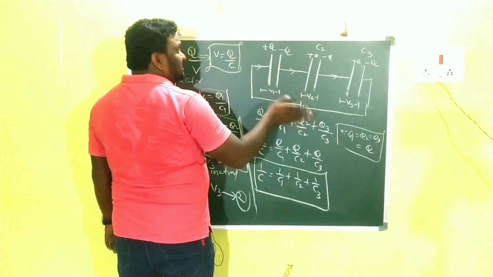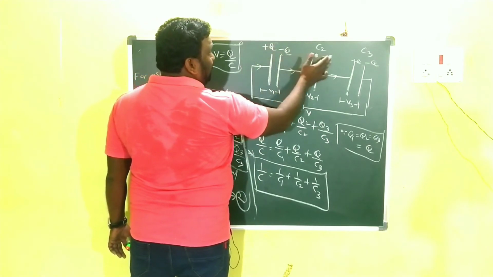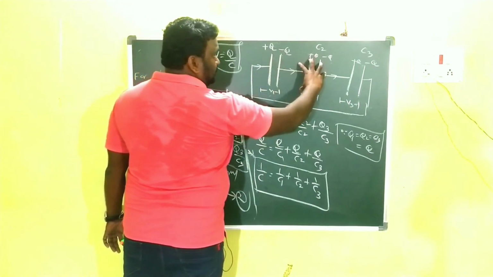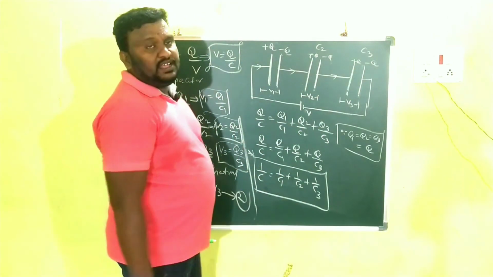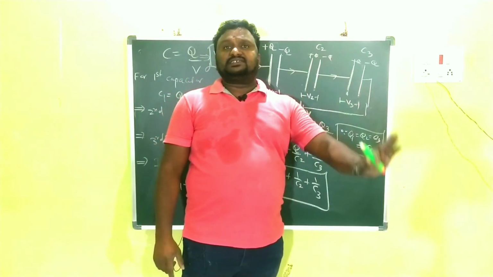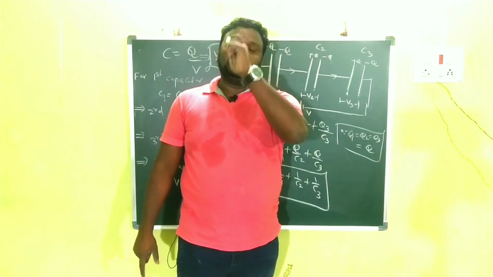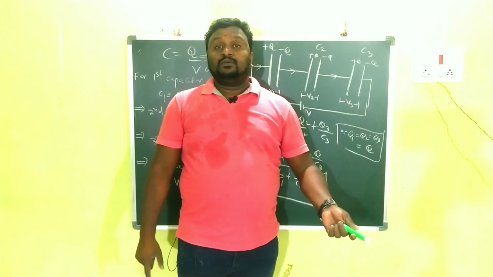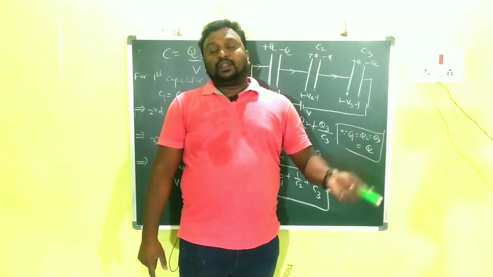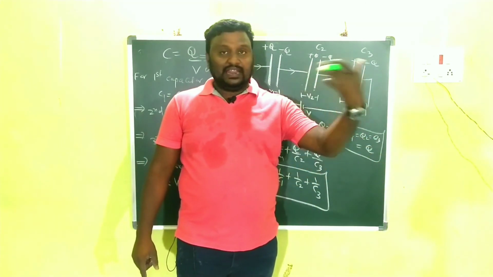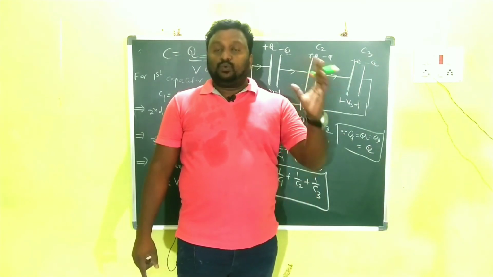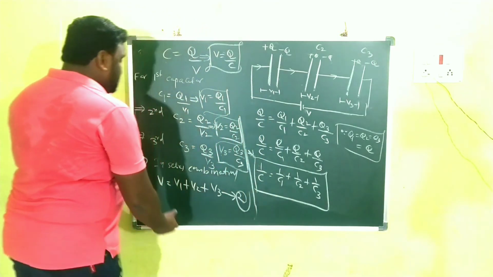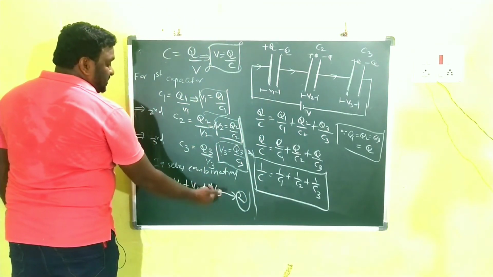In this diagram we show Q plus, Q minus, Q plus, Q minus, Q plus and Q minus. That means the charge on every capacitor is the same. Clear? So in series combination the charge on every capacitor is the same. And next, the potential difference varies from one capacitor to another, and your condition is V is equal to V1 plus V2 plus V3. Clear? So this is the condition here.